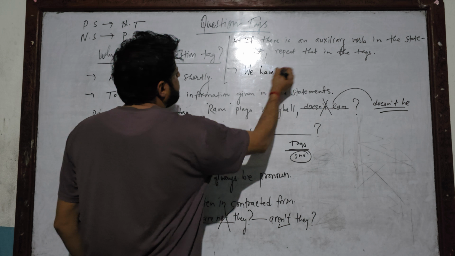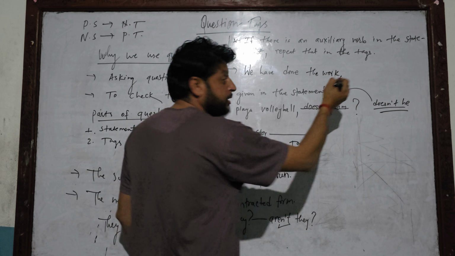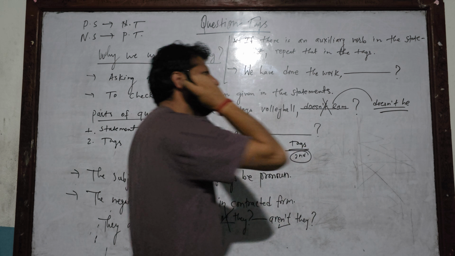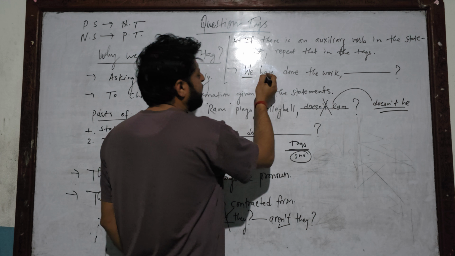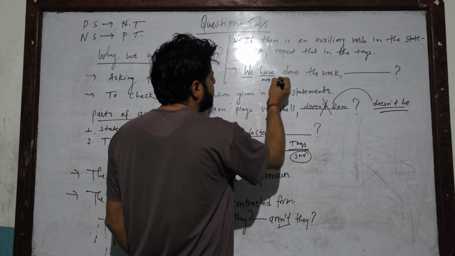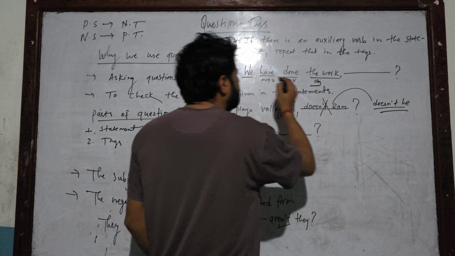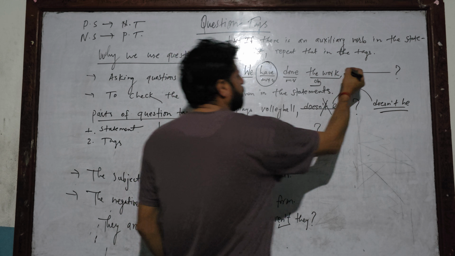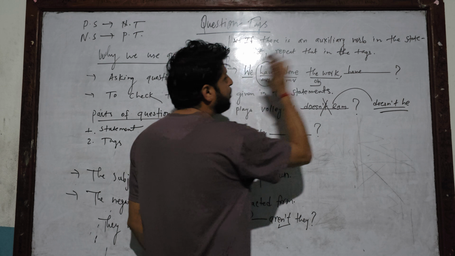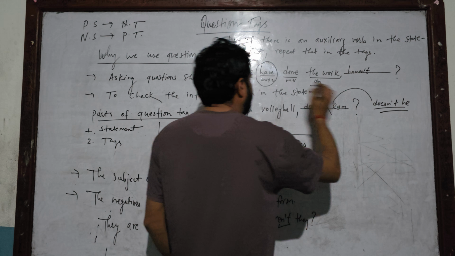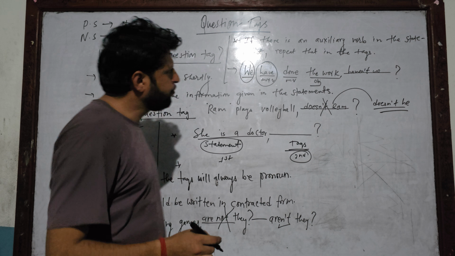See here, we have done the work. Right. So this is the subject right here. Have is an auxiliary verb. This is the main verb and this is the object of the statement. So now what is the auxiliary verb here? Have. So we repeat the same auxiliary verb here. Have. Okay. And this is a positive statement. Make what tag? Negative. Haven't. What is the subject here? We. Haven't we. That's how we write.